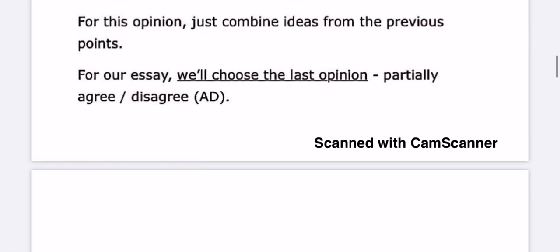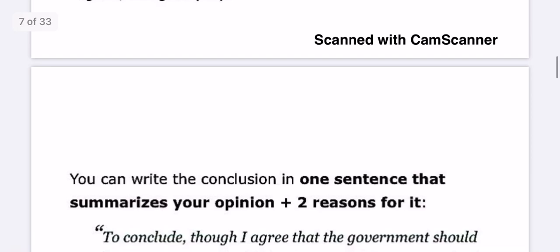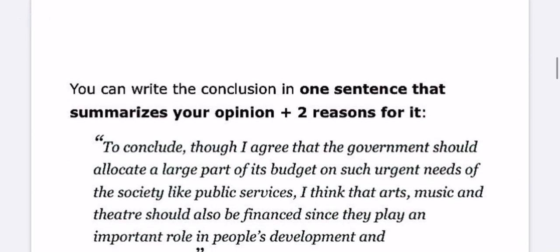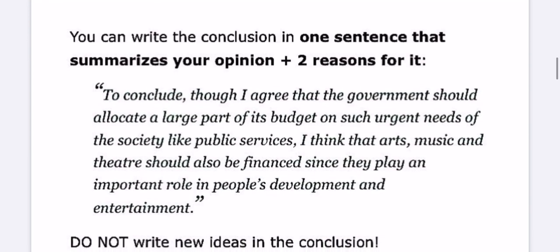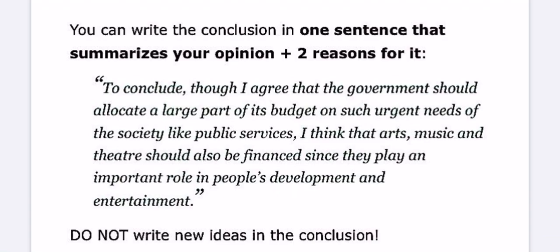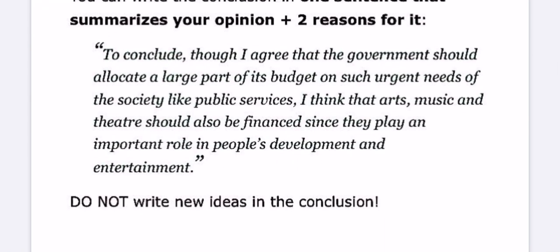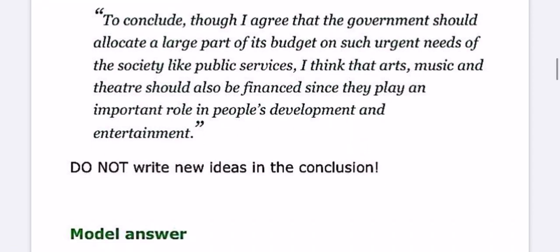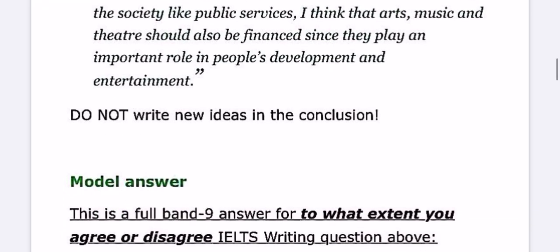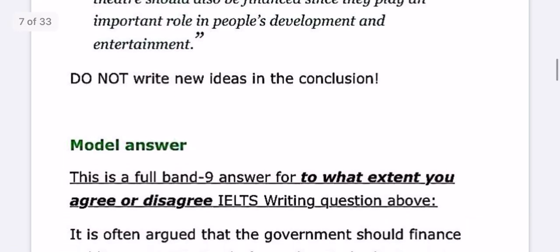For our essay, we'll choose the last opinion, partly agree or disagree. You can write the conclusion in one sentence that summarizes your opinion, plus two reasons for it to conclude. Though I agree that the government should allocate a large part of its budget on such urgent needs of the society like public services, I think that arts, music and theatre should also be financed, since they play an important role in people's development and entertainment.